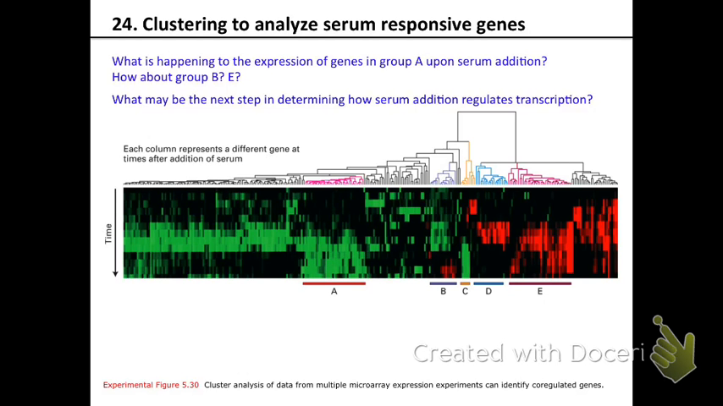So you have a group of genes, there are 100 genes. When you add serum, their expression goes down. What's your hypothesis?